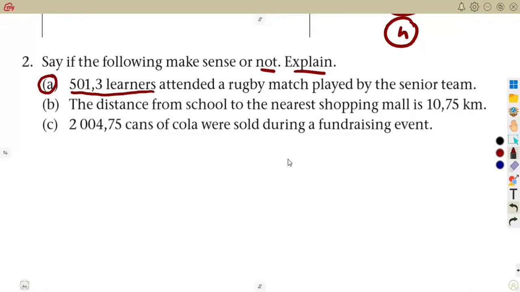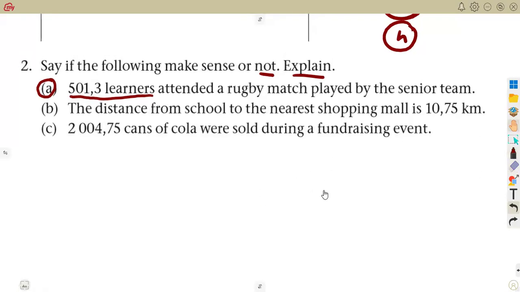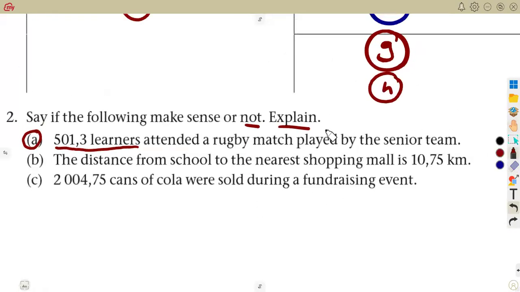501,3. Is that possible, guys? We talked about that. Learners. Can we have a decimal when counting people? The number of learners, remember, they're counted. So this does not make sense. It cannot be like that. It's supposed to be a whole number, discrete information that you talk about there. So this one doesn't make sense.